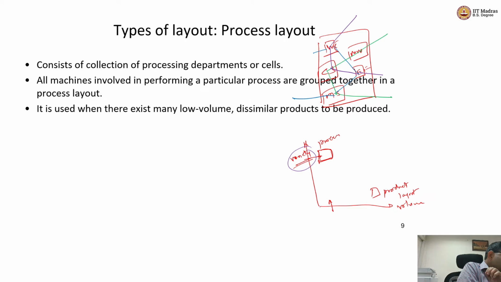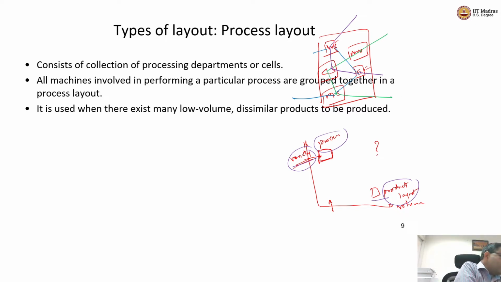So these two choices are very clear. When the volume is quite large and the variety is quite small, go for product layout. When the variety is quite large and the volumes are quite low, go for process layout. Now, what are we going to do if we had this case where the volume is also quite large and the variety is also quite large?